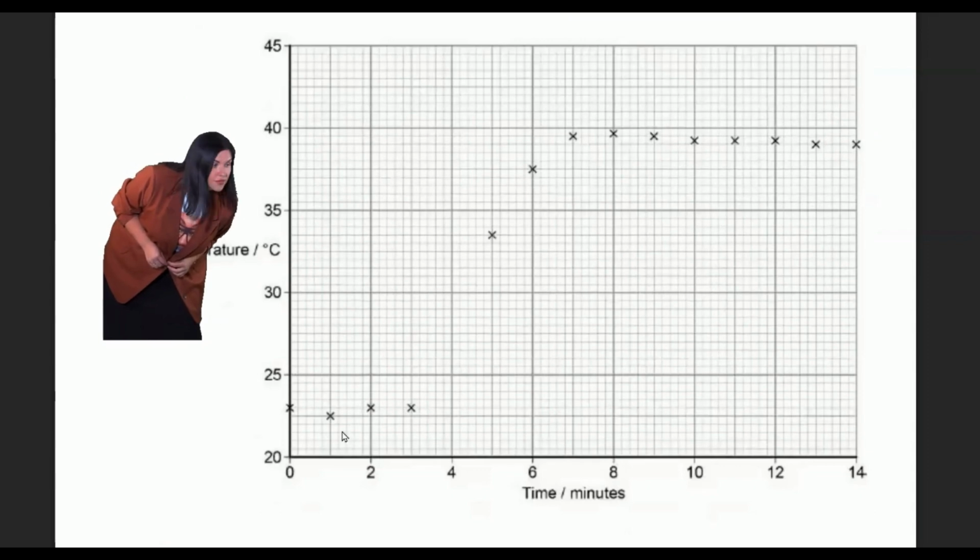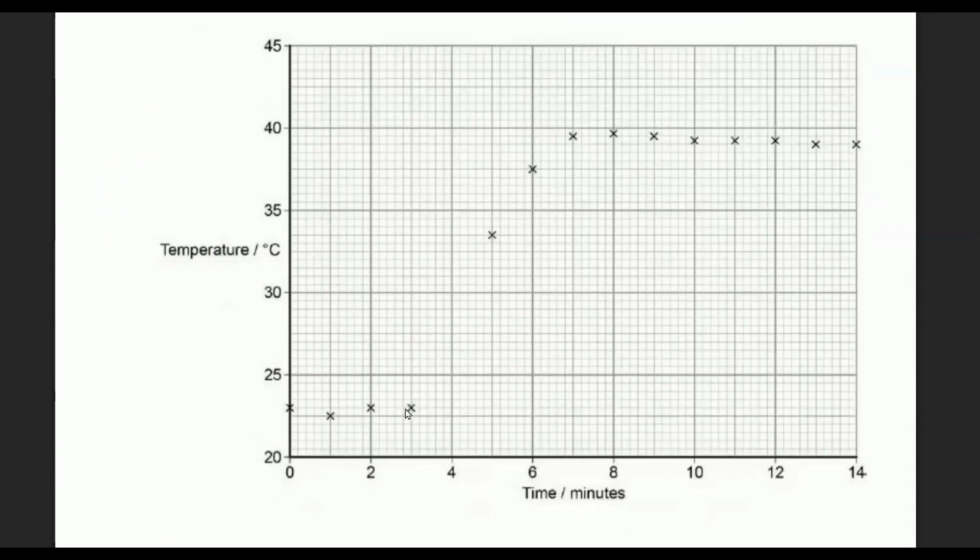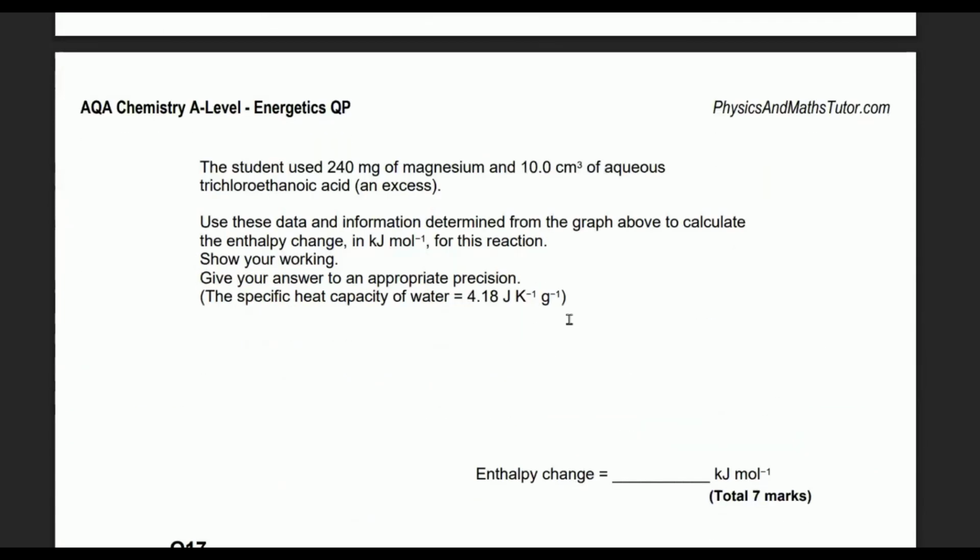You've got temperature and time. You can see here, these are the three measurements, and then they added there. Okay. The student used 240 milligram of magnesium and 10 centimeter cubed of aqueous triethanoic acid in excess. Use these data and information determined from the graph above to calculate the enthalpy change in kilojoule per mole for this reaction. Show your working.